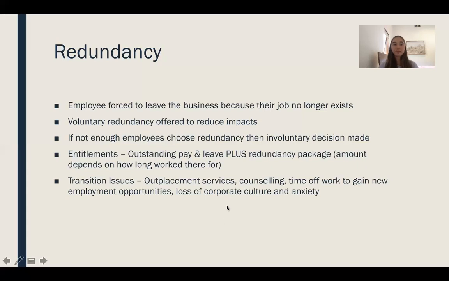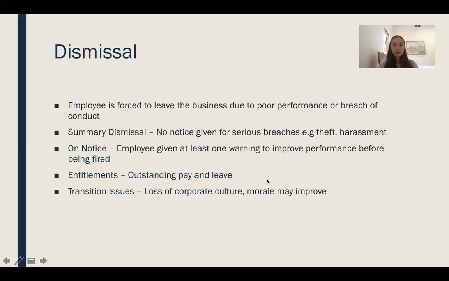And the final termination issue, which is again involuntary, is dismissal, which is where the employee is forced to leave the business either because of poor performance or some breach of conduct. And there are two different types of dismissal that you should know. The first one is summary. So summary is when the employee is fired on the spot. They're given no notice and no opportunity to improve. And that's for serious breaches of conduct, such as harassment, theft.